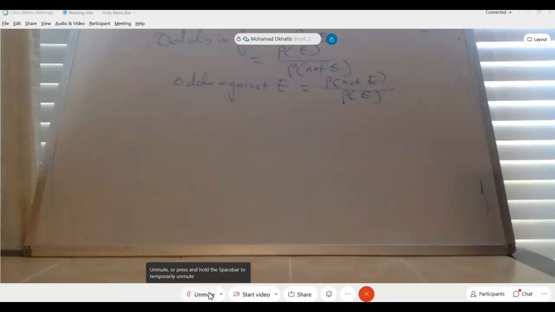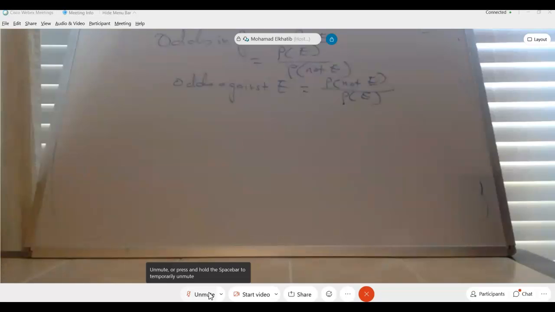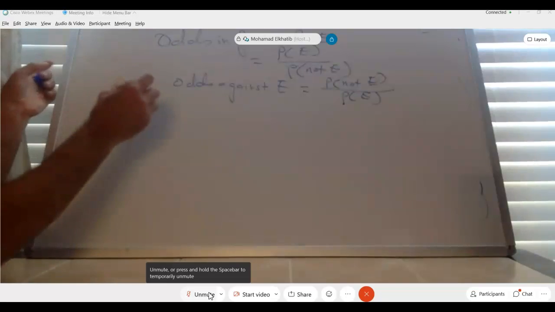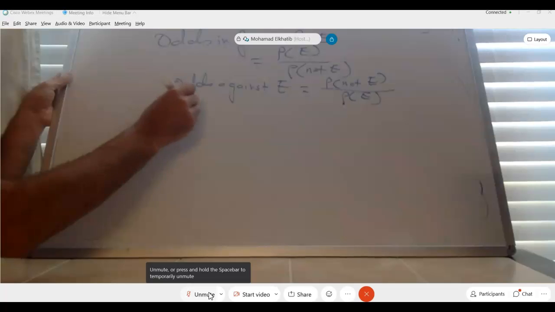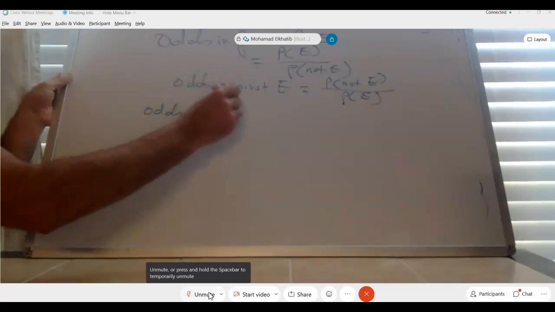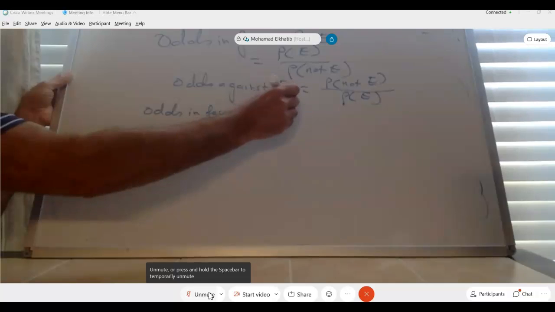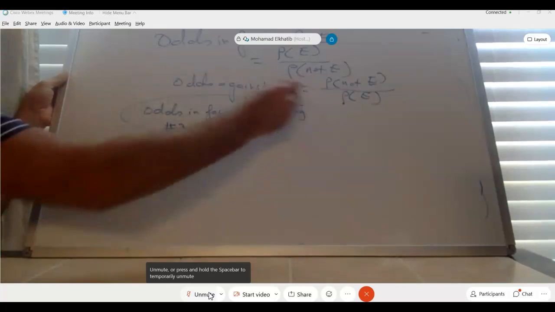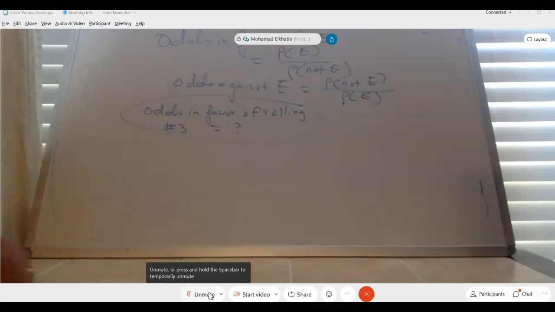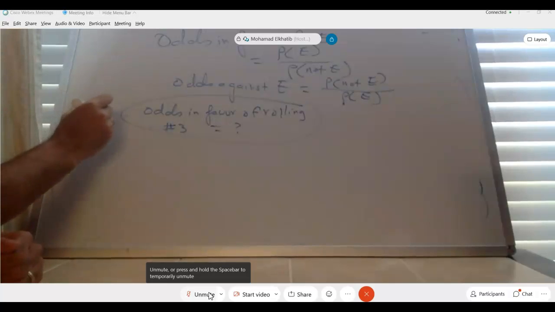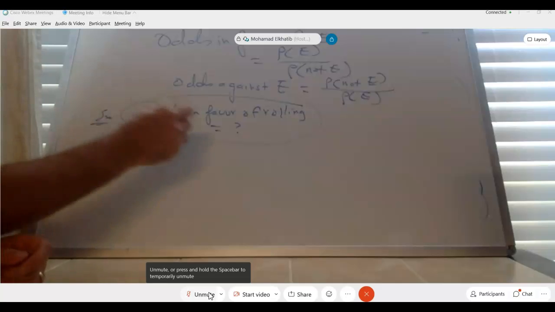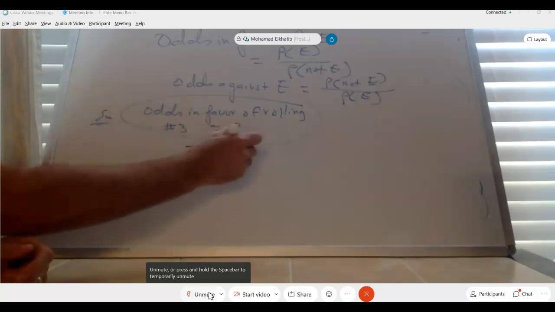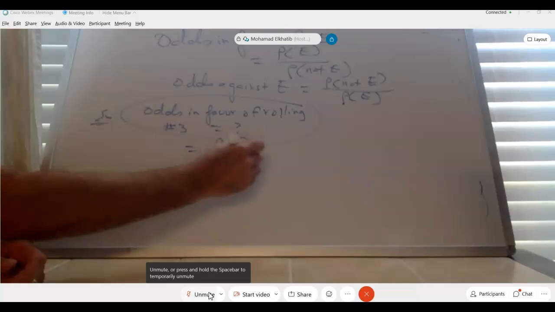All right, so let me give you an example similar to your homework so you guys have no problem. Let's say, what are the odds in favor of rolling the number 3? Are you with me? Okay. So the formula tells you what? It'll be the probability of rolling 3 over the probability of not rolling 3.